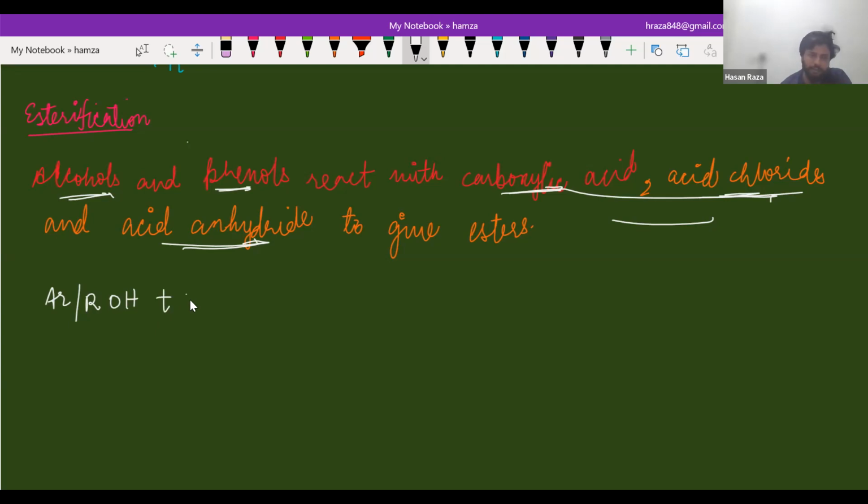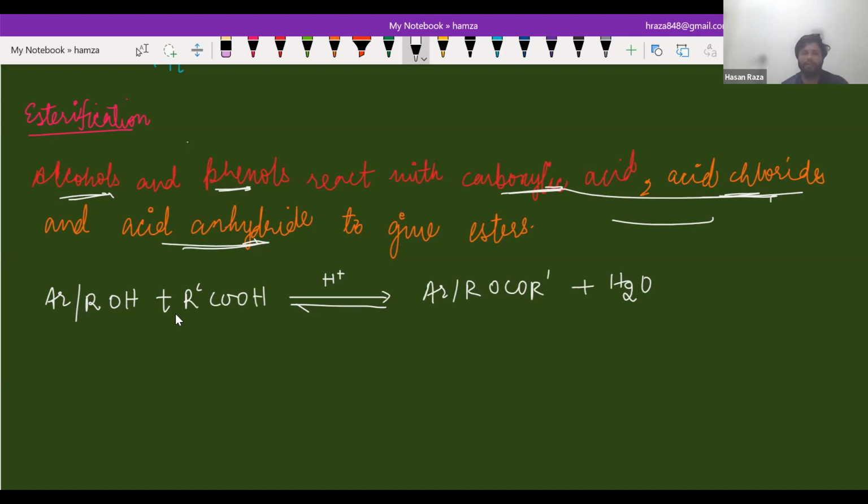If it is reacting with carboxylic acid, R'COOH, in the presence of acid, this reaction is a reversible reaction. Then we will get RCOOR', that is ester, along with H2O. So this is for alcohol or phenol reacting with carboxylic acid. And if we have alcohol or phenol reacting with acid anhydride, that means R'.